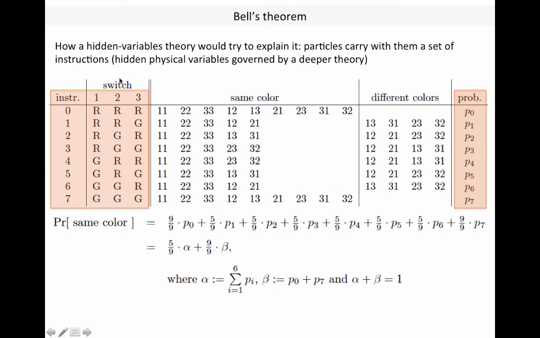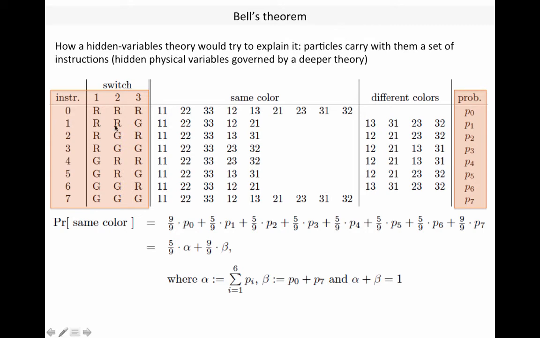Okay, so given this, we can actually calculate the probability that we will see both Alice and Bob's detector flash with the same color. All you have to do is count up for each instruction set how many of all the possible combinations of switches give you the same color and how many don't. And then you add up all those probabilities. So for example, if the pair of particles are both emitted with instruction set 0, then both detectors will always flash red according to this instruction set. So you get the same color 100% of the time.